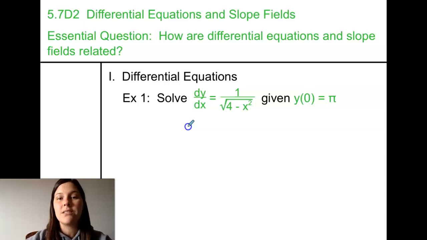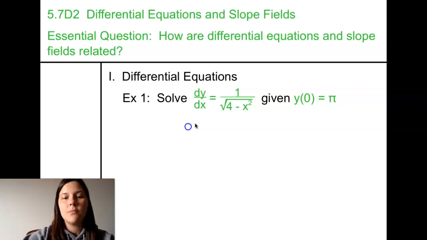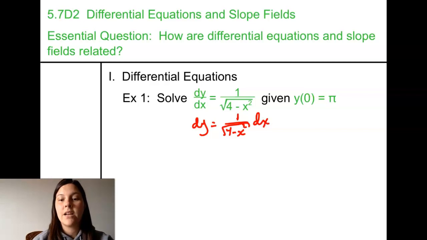As a reminder, when we solve differential equations, we have got to separate those variables. So I'm going to multiply both sides by dx, and then I'm going to look for a pattern to see how I can integrate my function. All right, I notice that there is a square root in the denominator, so that narrows it down to the arcsine and the arcsecant functions. There is no variable being multiplied outside the square root, so I do know I'm working with the arcsine function.